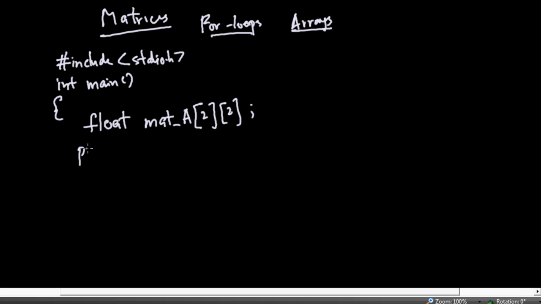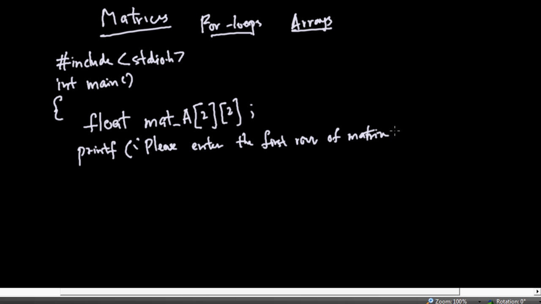Now printf, you will ask a user to enter the first line of the matrix. "Please enter the first row of matrix.\n" closing inverted quotes, then scanf.